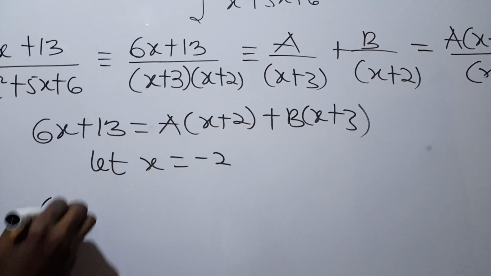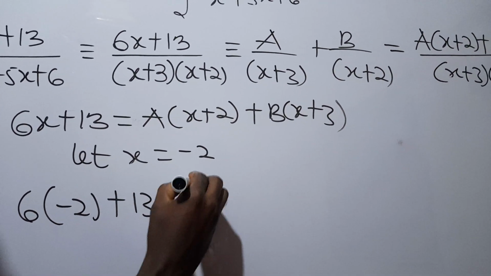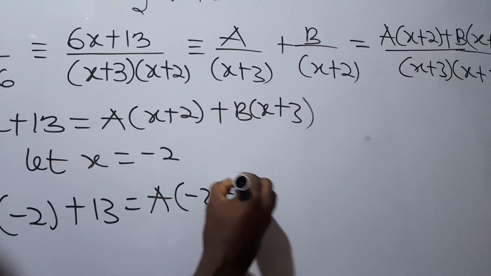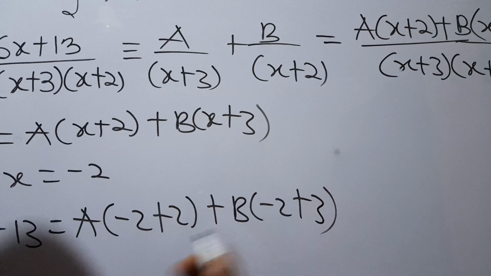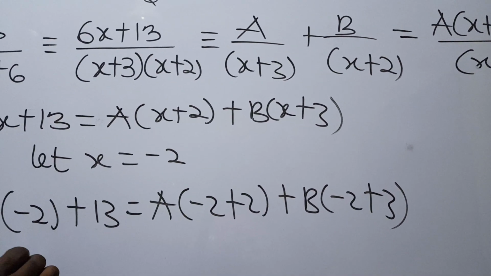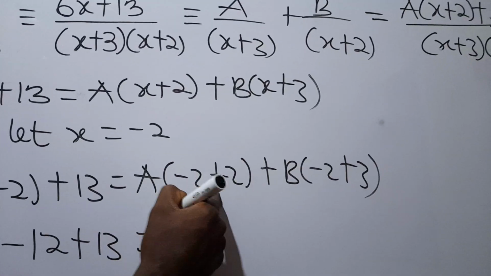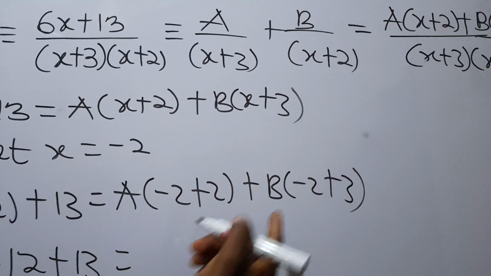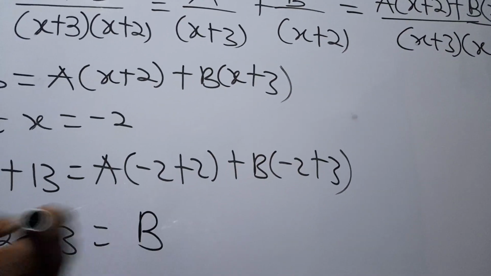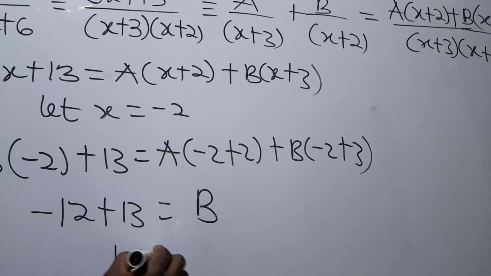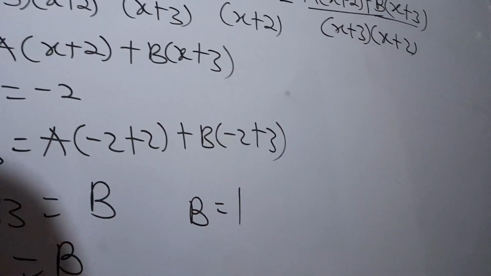I'll substitute. I get 6 times negative 2 plus 13 equal to A bracket negative 2 plus 2 plus B bracket negative 2 plus 3. 6 times negative 2 is negative 12, plus 13. Negative 2 plus 2 is 0, times A is 0. Negative 2 plus 3 is 1, times B is B. Negative 12 plus 13 is 1, and it will be equal to B. So we can conclude that B is 1.